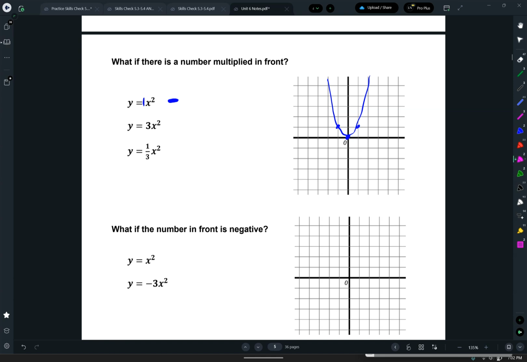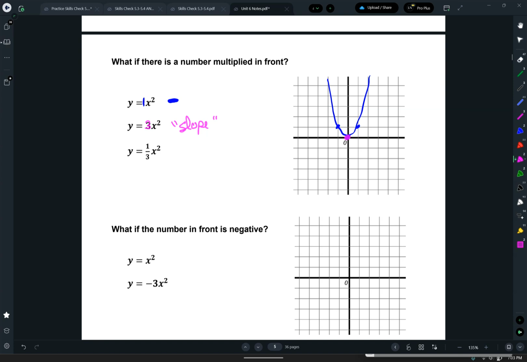If I have a 3 out in front, the vertex is still at the origin because the whole thing has not been shifted up or down or left or right. But that 3 changes where I put the next points. Now, I'm going to put this word in quotes. Slope. Because it's not really the slope, because with parabolas the slope changes depending on where you are in the parabola, but it's the idea of slope.